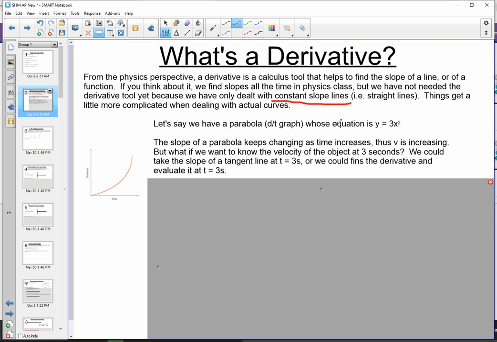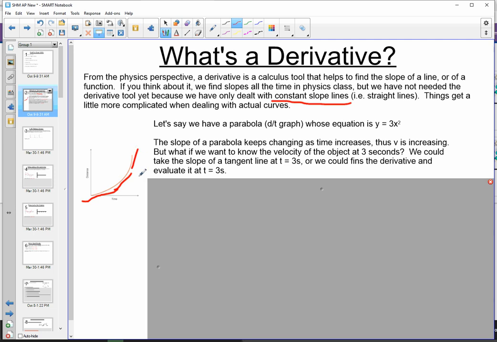So let's say we have a parabola whose equation is y equals 3x squared. I can't really ask what the slope of the parabola is if I want to find the velocity, because obviously there's an infinite number of slopes on a parabola. For low time values, the tangent line starts out low and then gets a little steeper and a little steeper.